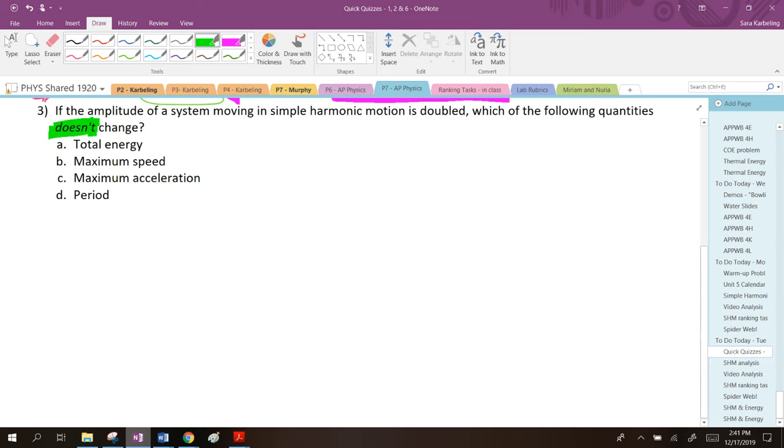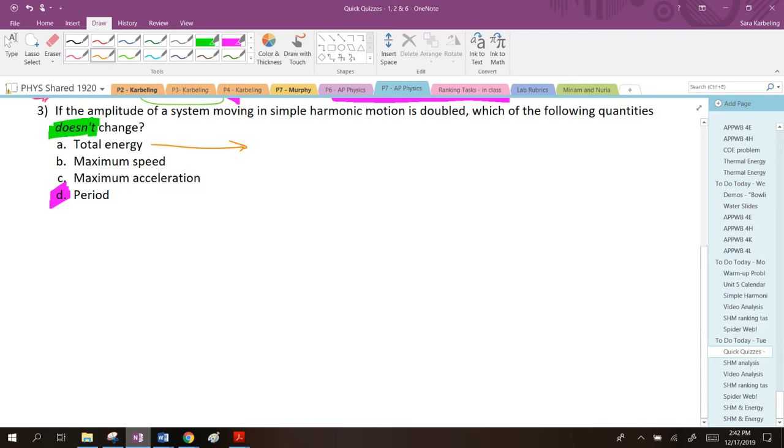You ready to vote? All right. Raise your hand if you think it's total energy. Raise your hand if you think it's maximum speed. How about maximum acceleration? How about period? All right, so y'all are voting for period. So now the next question I'm going to ask is, why? Indeed. Why?